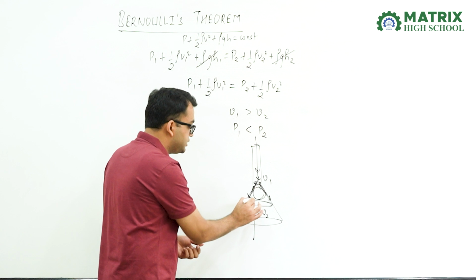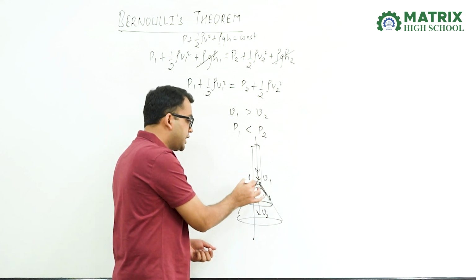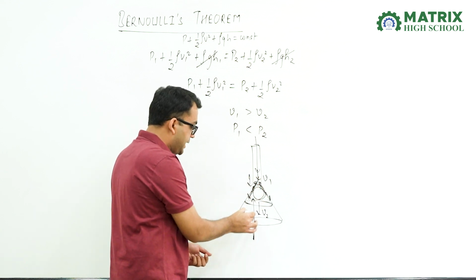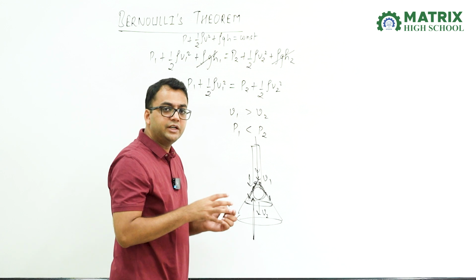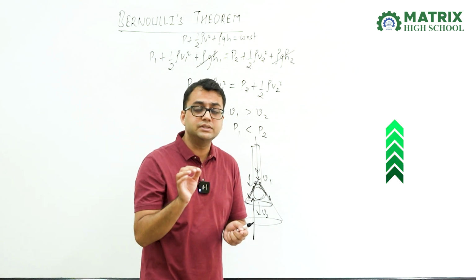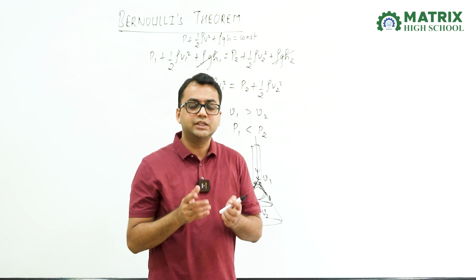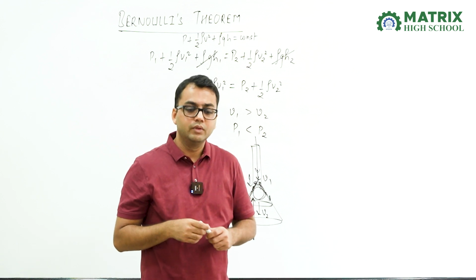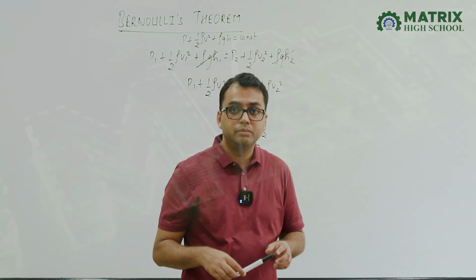Higher pressure pushes the ball. Lower pressure also tries to push the ball, but the force by higher pressure is larger. So a net force is exerted on the ball in the upward direction, which is able to balance its gravitational force. That is why the ball does not fall down. So this was a practical demonstration of Bernoulli's theorem.